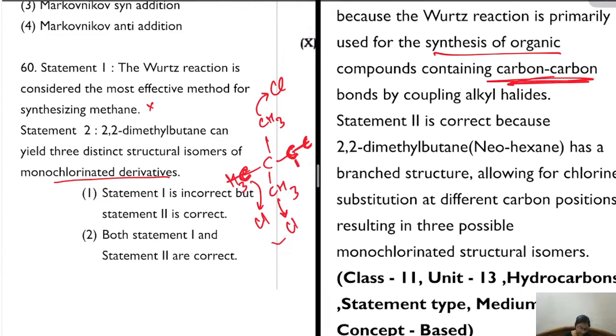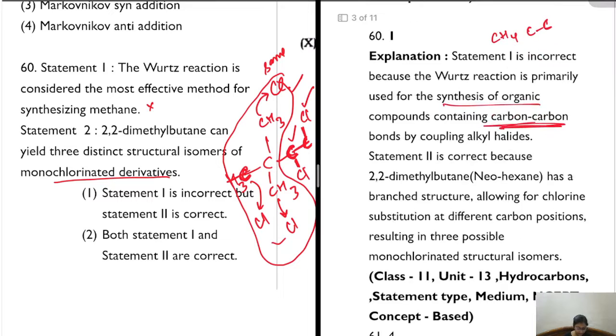Then we can have it here. These all will be the same, and these will result in the same product. We can have chlorine here or we can have chlorine here. So what is 1, 2 and 3? We have three monochlorinated products. That is, statement 1 is incorrect, but statement 2 is correct.